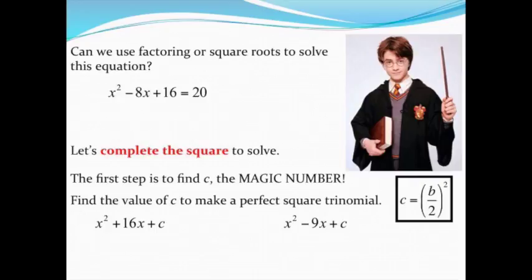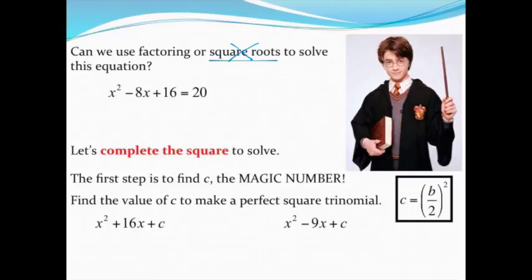Let's take a look at a quadratic equation and see if we can use the methods we've used in the past to solve this. The first thing that I'm noticing is that square roots are not going to be an effective way to solve this problem because there's an x term in the problem. We only use square roots when there was an x squared term, so square roots is out as an option. The other thing that I could try is to factor this.